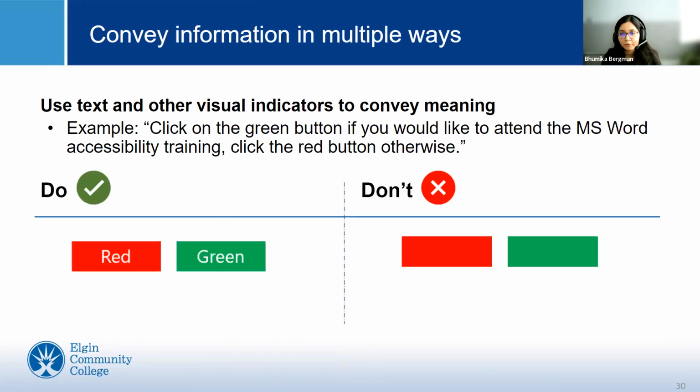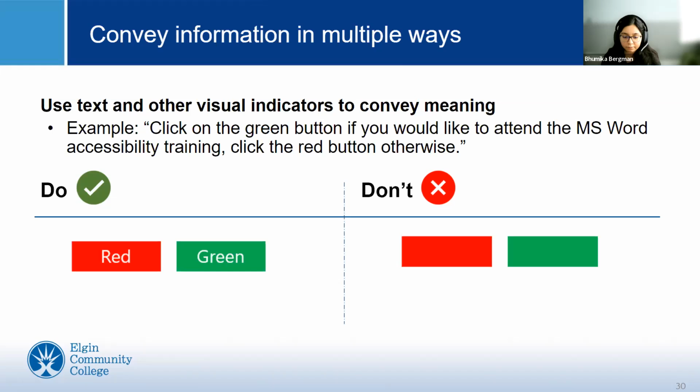And when it comes to conveying information, try to do it in multiple ways. Don't use shape alone to convey the information. For example, here I have the example on the left with 2 rectangles that are red and green, and they say the words red and green. An example on the right, I have same rectangles, but it does not say the words red and green.